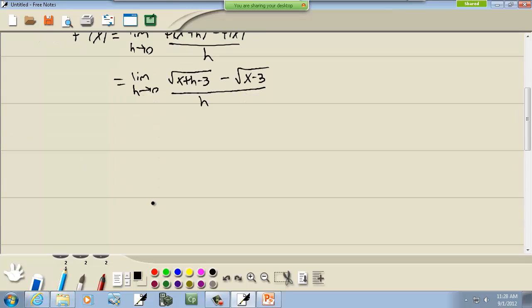Now, to simplify this, of course the problem is if we plug 0 in for h, then we get a 0 in the denominator. We're going to have to multiply the top and bottom by the conjugate of the top. And let's talk about what the conjugate is.